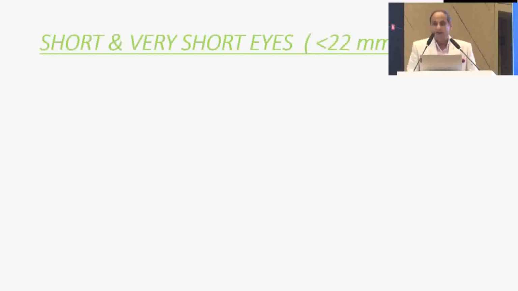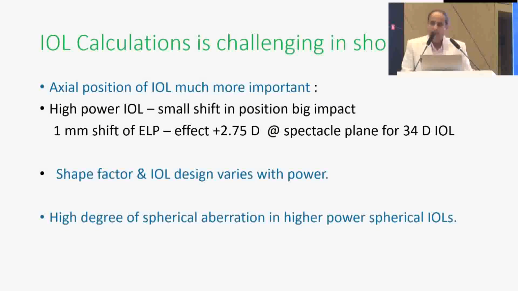Now coming to short eyes. Well, when do we quantify as a short eye? Less than 22 millimeters of axial length. And what are the parameters that are very important? One of them is the axial position of the IOL, which becomes very important in this type of eyes. Higher power IOL, small shift in position, big impact leads to that.